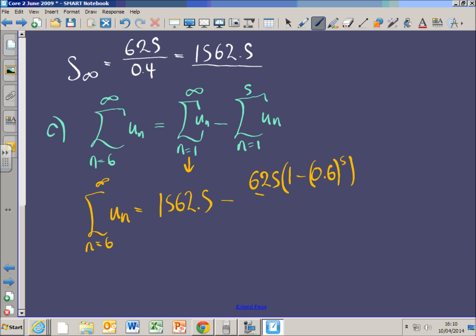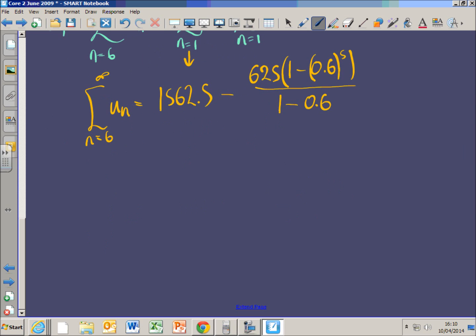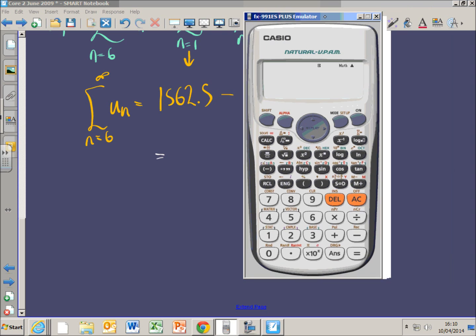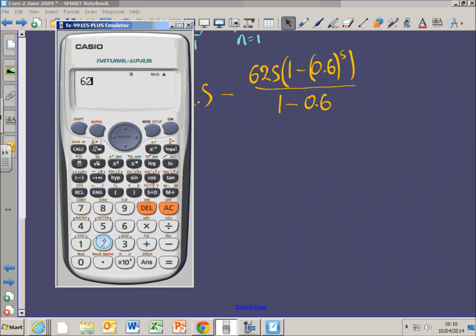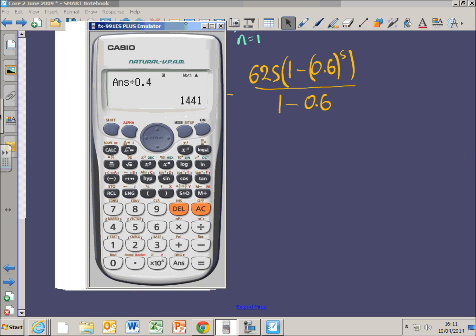We want the sum of the first 5 terms. Yeah. 1562.38. Should we just do it? I'll just put that in. 625 multiplied by 1 minus 0.6 to the power of 5 equals, and then I'm going to divide it by 0.4, aren't I? 1441 I got there.